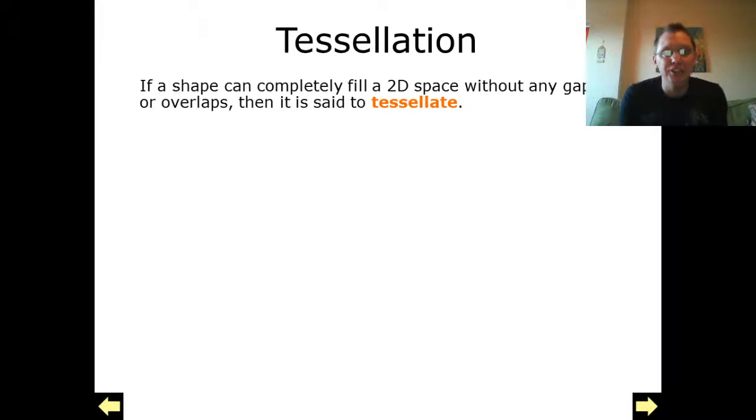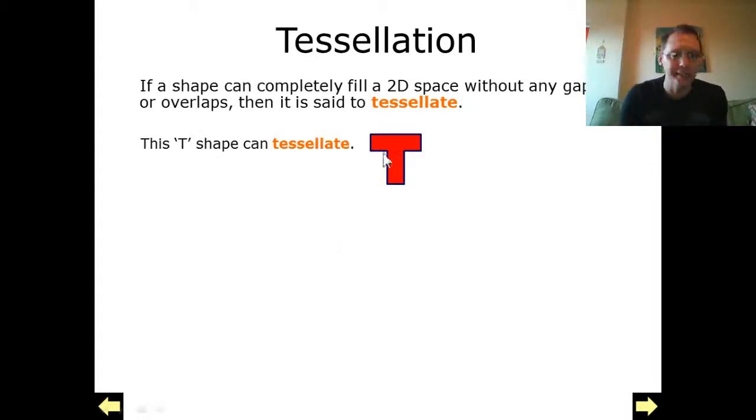So when we are looking to tessellate, what we're going to be doing is taking a shape, an image, and we are going to be looking to replicate this shape across a 2D space where there are not going to be any gaps or overlaps of this shape.